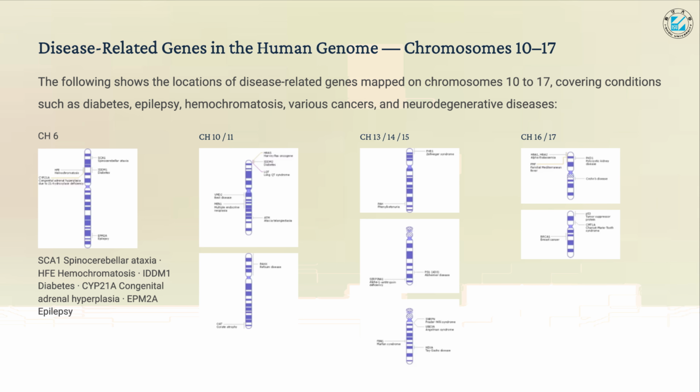Why is the mapping important? In clinical medicine, if a patient has a suspected inherited disease, genetic testing can identify mutations in specific genes. This allows doctors to confirm diagnosis, predict disease risk, provide genetic counseling, and sometimes select targeted treatment. Therefore, chromosome mapping connects basic genetics with clinical practice.